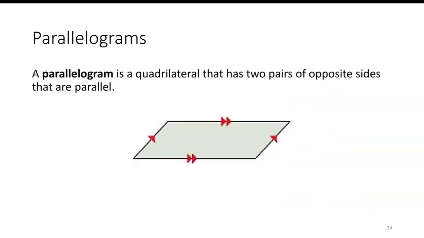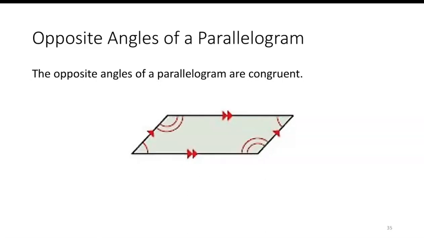So a parallelogram is a type of quadrilateral that is made up of two pairs of opposite sides that are parallel. And for a parallelogram, the opposite angles are always congruent. So the upper left corner and the bottom right corner of a parallelogram have the same measure. The lower left and the upper right corners have the same measure.